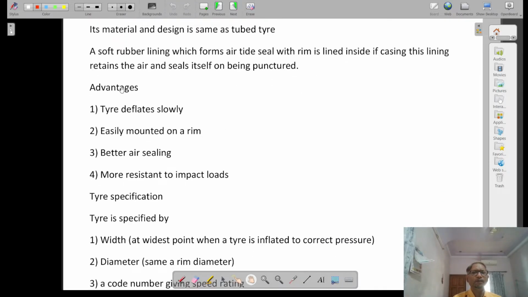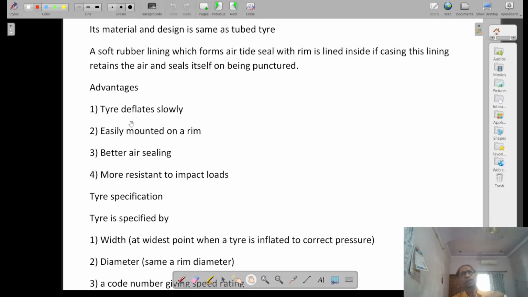The advantage of tubeless tires is that they deflate very slowly. If you have a conventional tire, it punctures very easily, the air inside the tire goes outside, and you have to stop your vehicle. But this tire deflates very slowly. It can travel some kilometers, 10 to 15, 20, 30, sometimes 50 kilometers, because it deflates very slowly.